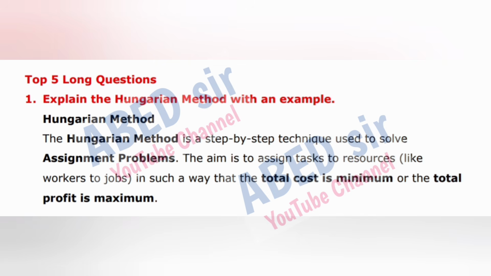Hungarian method. The Hungarian method is a step-by-step technique used to solve assignment problems. The aim is to assign tasks to resources, like workers to jobs, in such a way that the total cost is minimum or the total profit is maximum.